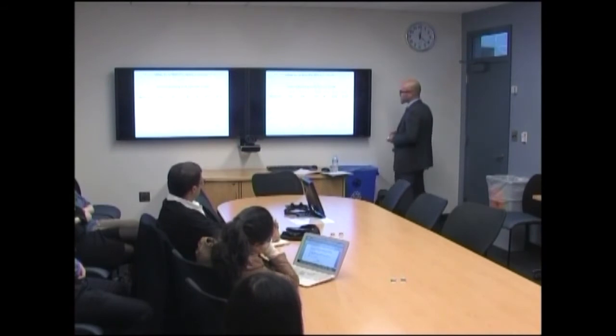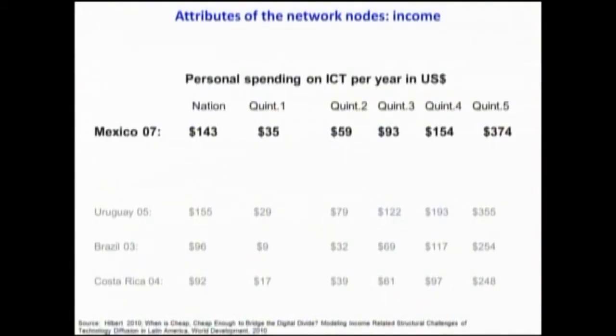And what you get is, for example, if you take the data of Mexico, on average in Mexico, people spend $143 per person per year on ICT. The rich people spend $370 per year on ICT, the richest 20%, and the poorest 20% spend $35 per year on ICT. That is $3 per month that they spend on ICT. That means per day, 30 days, right? That's how much they can spend, exactly 10 cents.